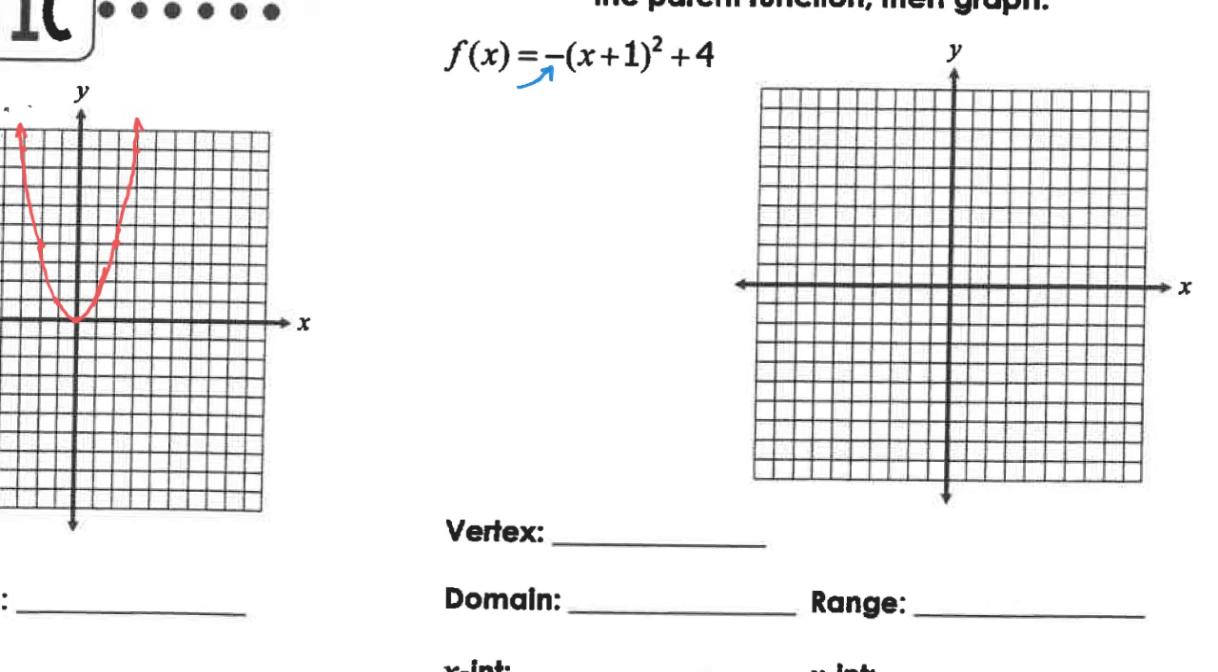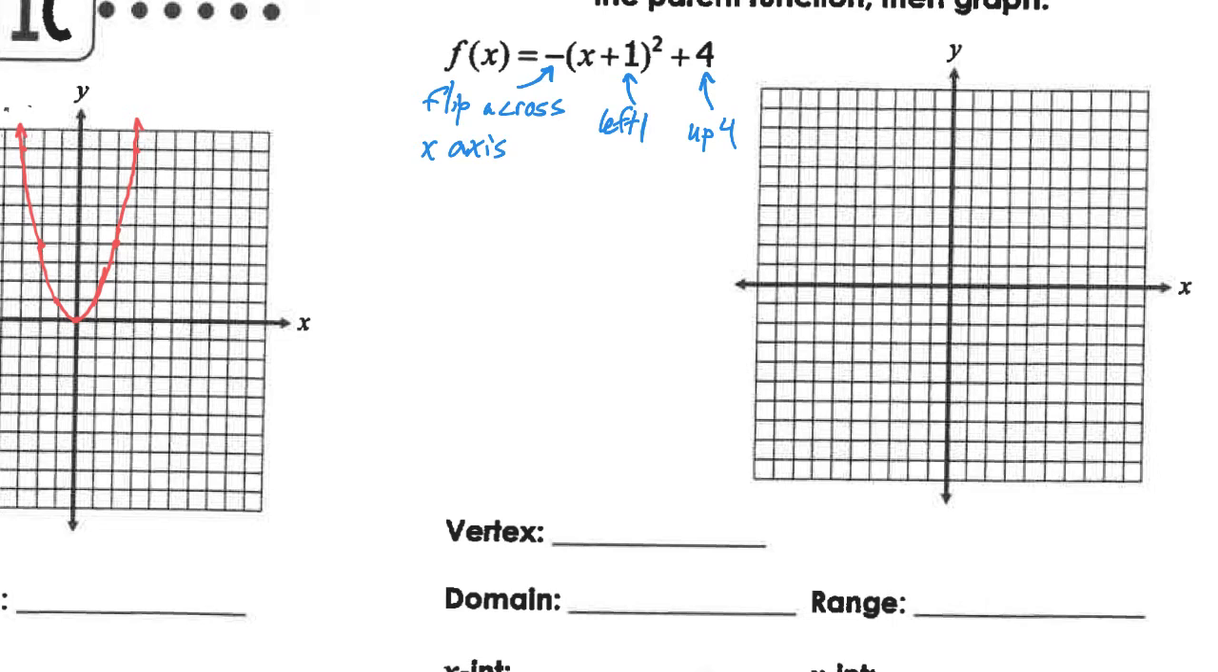The negative in front says it's going to get flipped upside down. It's going to flip across the x-axis. And that positive 1 on the inside doesn't move it to the right 1, it moves it to the left 1. It's going to go left 1. And the positive 4 on the outside is going to go up 4. Okay, so that's our movement.